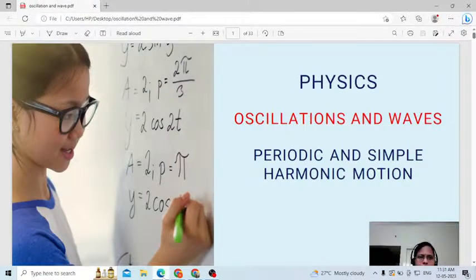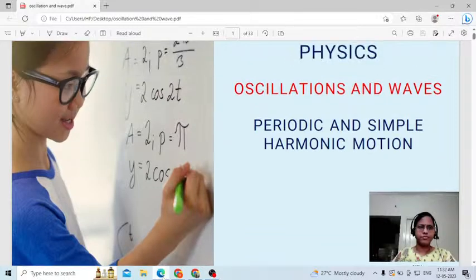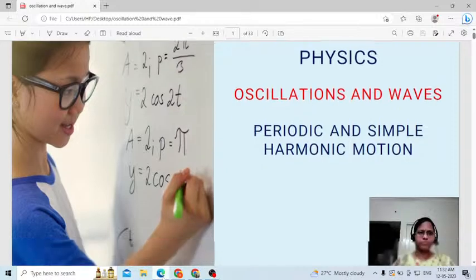Today I am going to teach one of the important topics, oscillation and waves. In that, let us discuss in detail periodic and simple harmonic motion. Oscillation and waves, this is the theory class. After this class, I will solve a few important MCQ questions in the next class. That's why this theory class is very important. If you know this, then you can easily solve the multiple choice questions. Okay, let us start the class. Today's topic is periodic and simple harmonic motion.